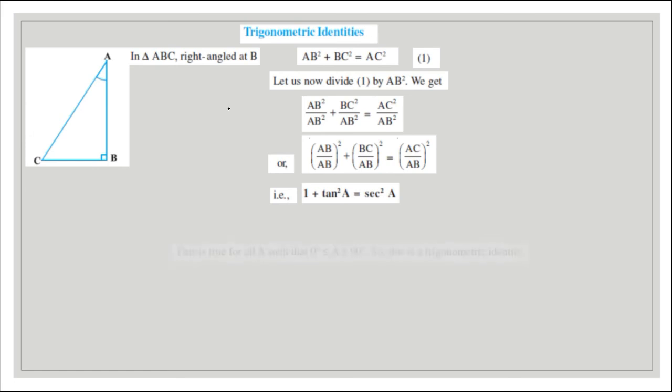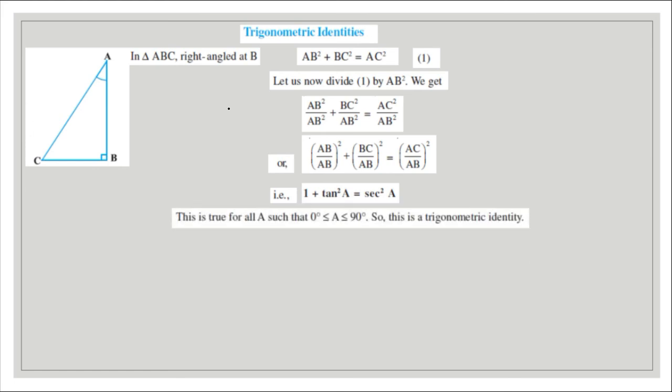So here we have, with respect to angle A, 1 plus tan square A equal to secant square A. This is also true for the angles between 0 and 90 degree. So this is another trigonometric identity, a very important one.